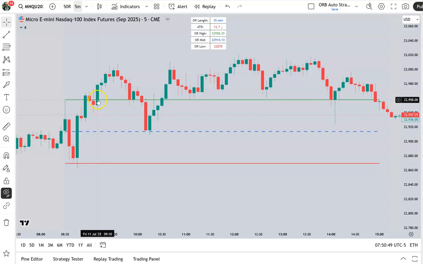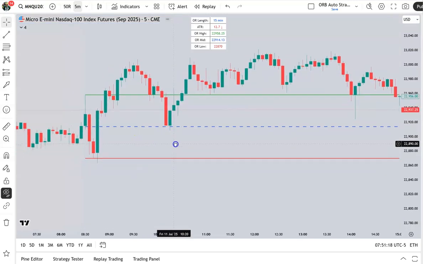So just like this, we broke above. At the close of that candle, we go long. It's the same when we come down. This candle did not actually close below. We went up. This is the first candle to close below. So what we then do is go short here with a target of either the midpoint or the low. And in this case, look where it goes. Almost dead on to that midpoint.